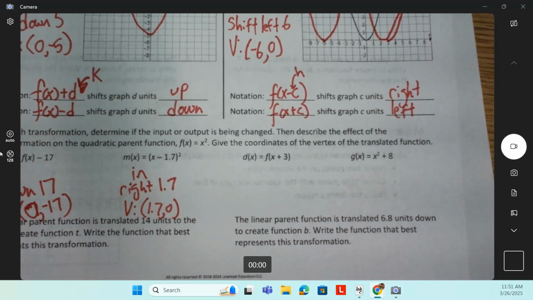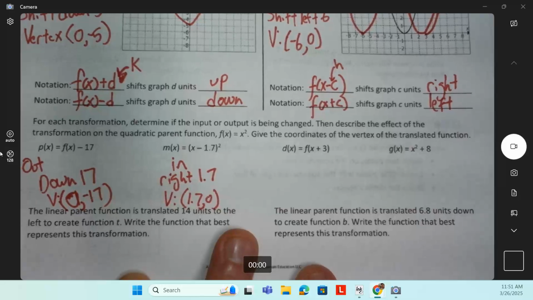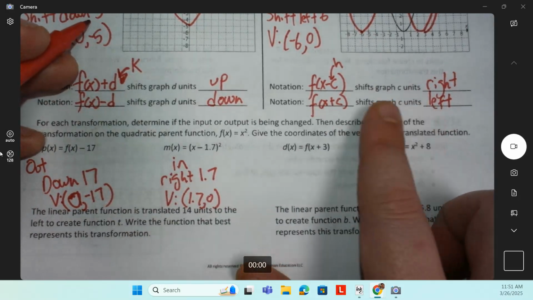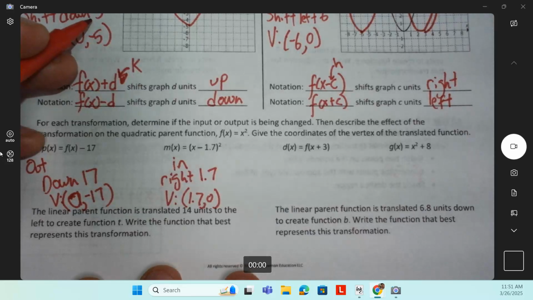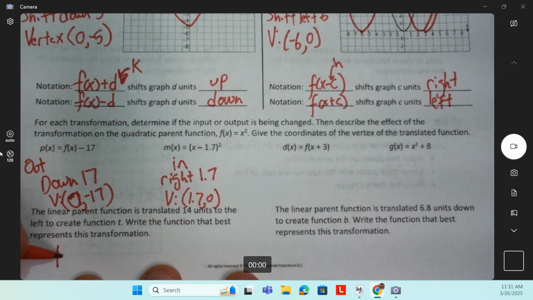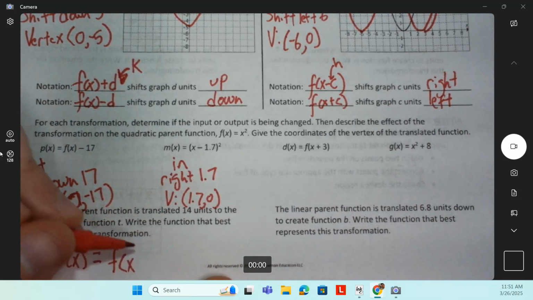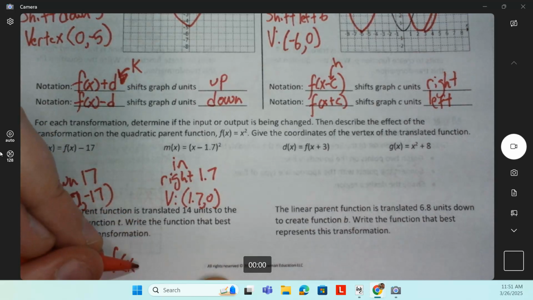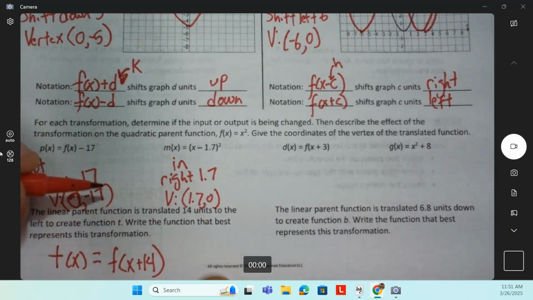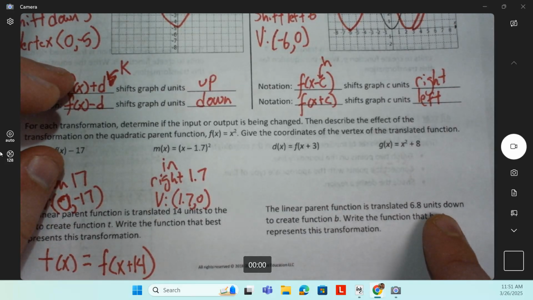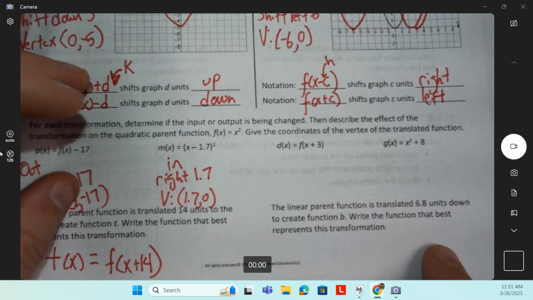And finally, down here on the bottom where it says the linear parent function is translated 14 units to the left. So to the left means I add it to c. So t of x is going to equal f of x plus 14. And 6.8 units down here would just be f of x minus 6.8.